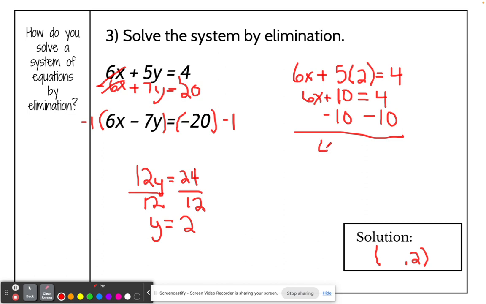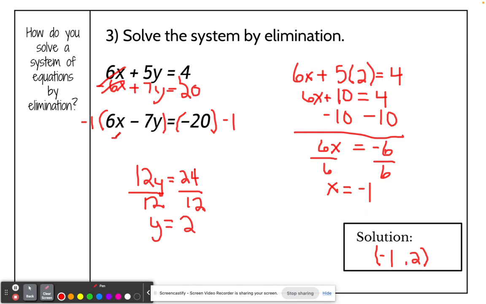And my 6x will equal -6. Divide by 6. And I will get my x equals -1. So the solution to this system of equations is x is -1, y is 2. I could plug it in.